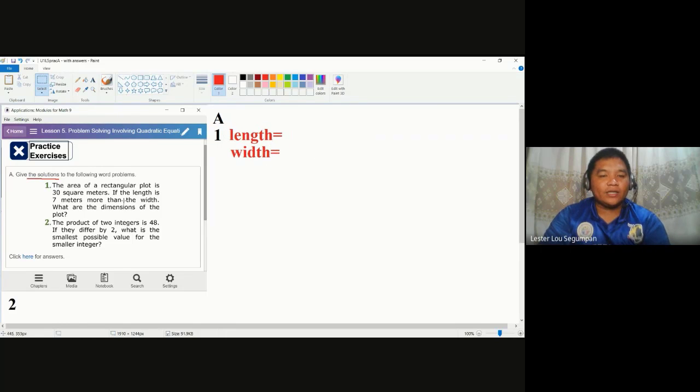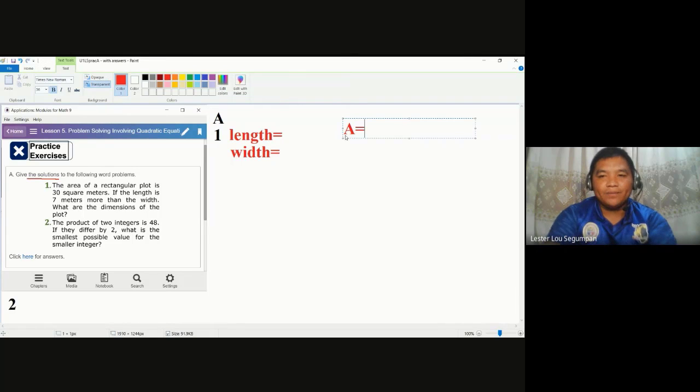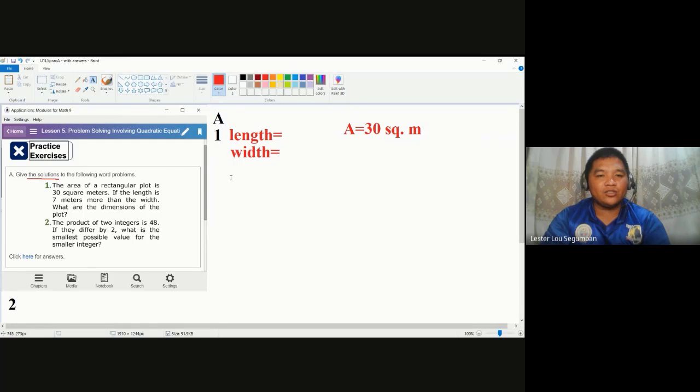And then what are the given values? We are given an area equal to 30 square meters. And we are given the relationship that the length, okay, this relationship, I'm just going to encircle it here. Okay, the length is 7 more than the width. So the length is 7 more than the width.